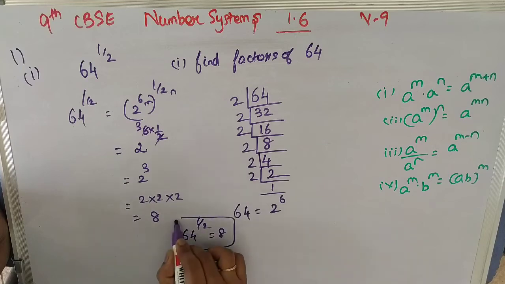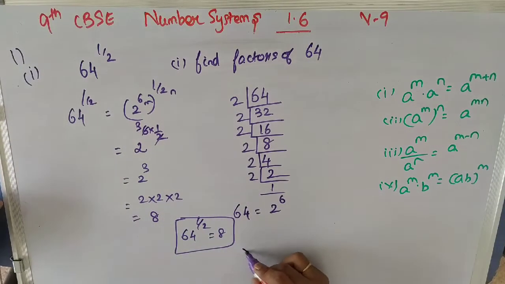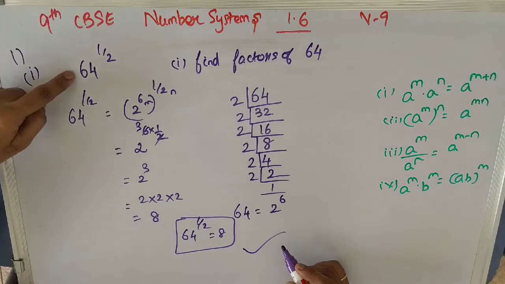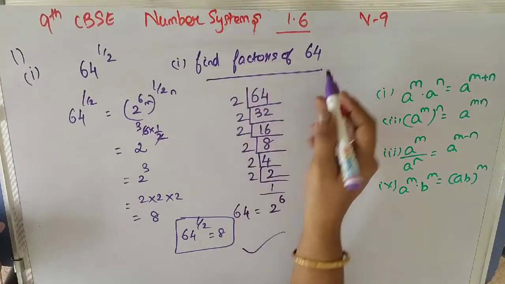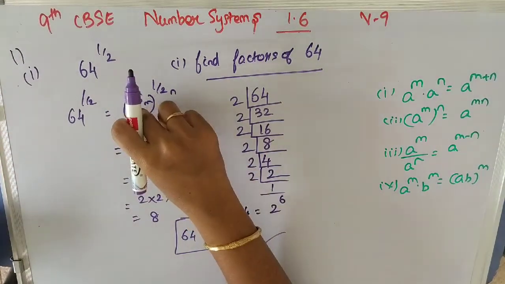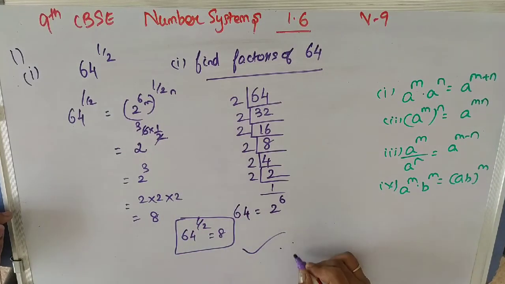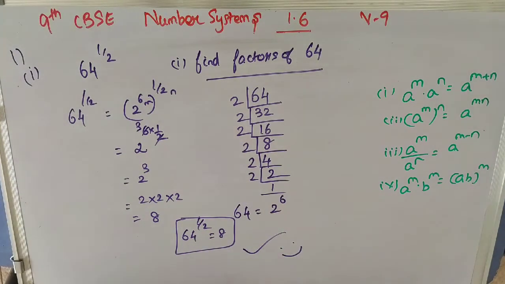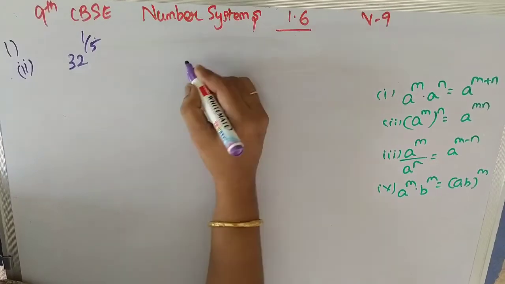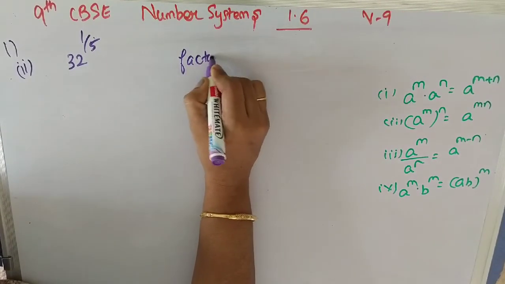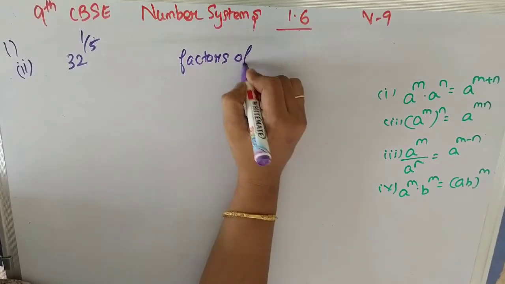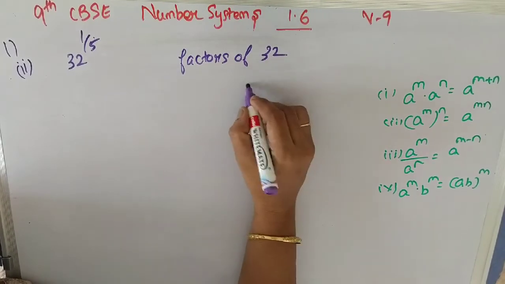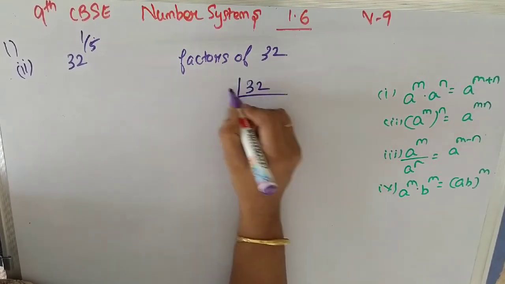Clear? The only thing you have to remember in this problem is that the first thing you have to do is find the factors of 64 and replace the 64 with the factors. Now the second question is, we have to find the value of 32 power 1 by 5. What is the first thing we have to do? We have to find the factors of 32.